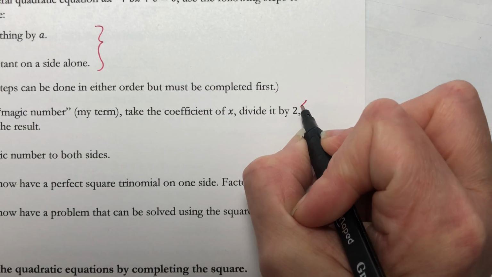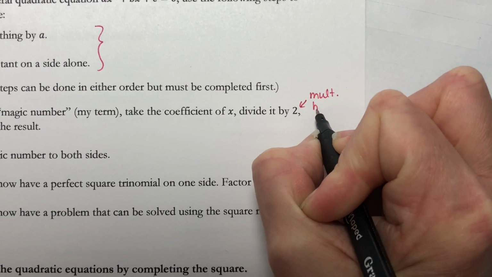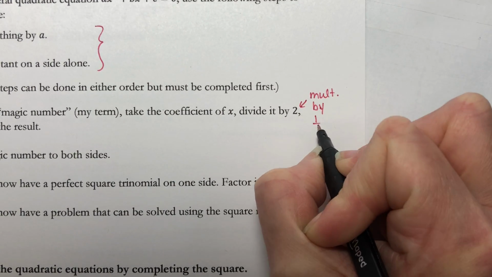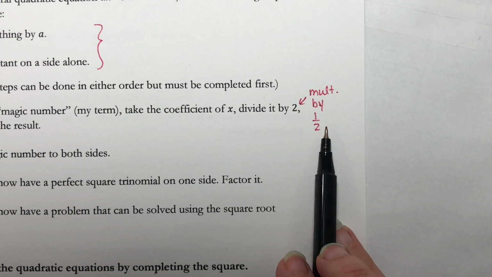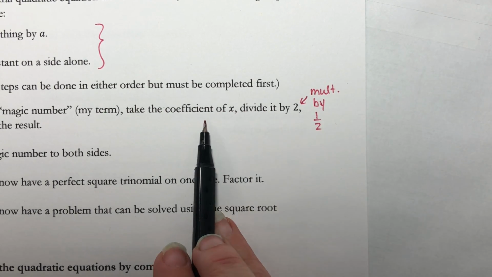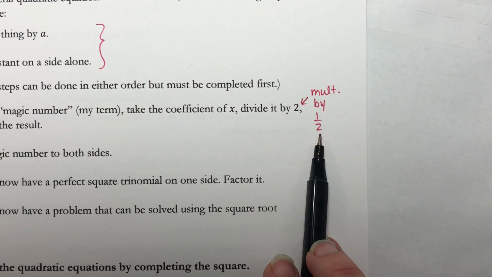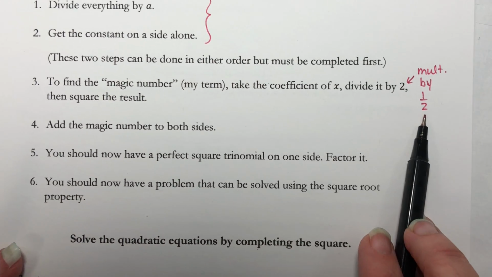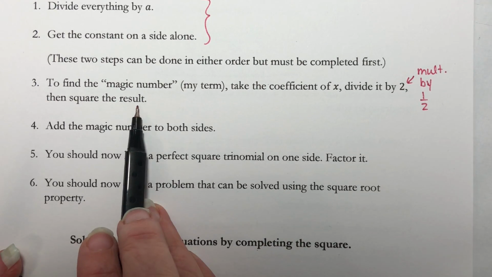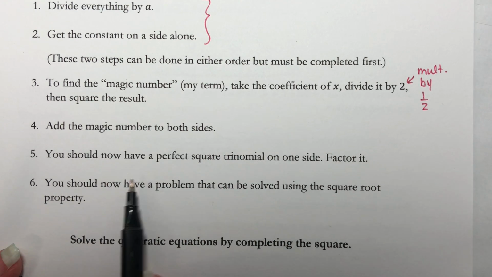You can also think of dividing by 2 as multiplying by 1/2. When we have a fraction, it's easier to think of it as multiplying by 1/2. When we have a whole number, it's easier to think of it as dividing by 2. They are mathematically the same. And then after we've taken half of it, we're going to square that number. Okay? And once we square that number, that's our magic number.